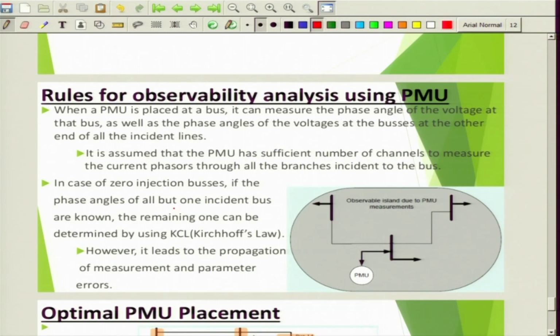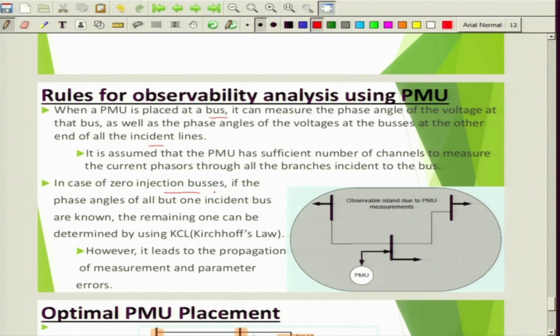So, rules for observability analysis using PMU. When a PMU is placed at a bus, it can measure the phase angle of the voltage at that bus as well as the phase angles of the voltage at the buses at the other end of all the incident lines. It is assumed that the PMU has a sufficient number of channels to measure the current phasors through all the branches incident to the bus.